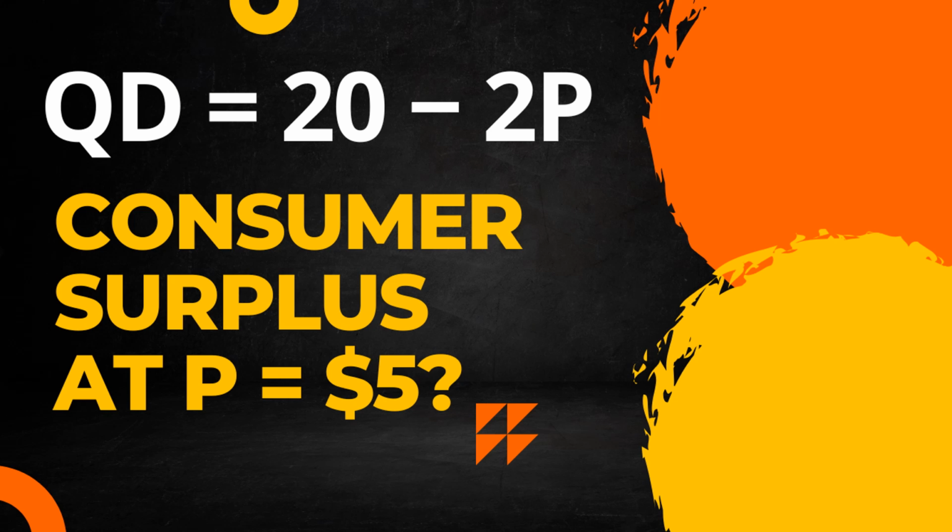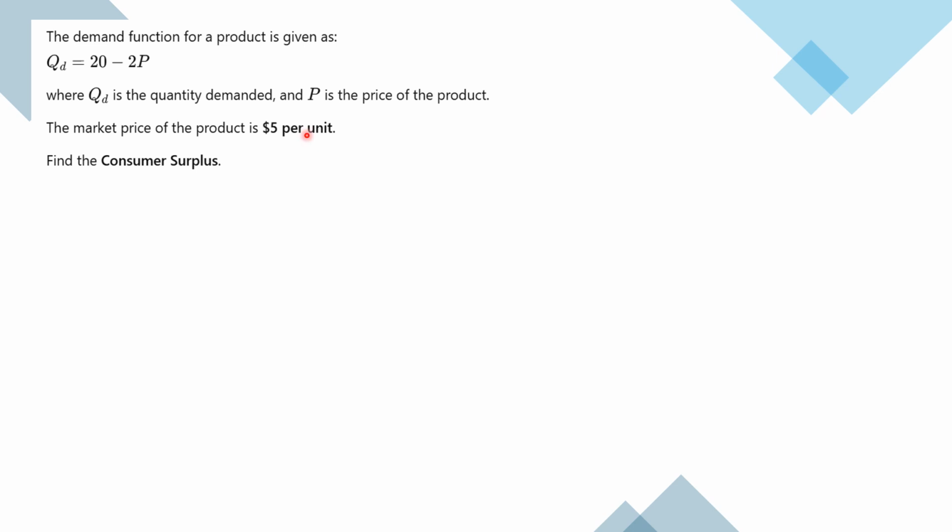So let's get started. This is our question. The demand function for the product is given as QD = 20 - 2P. QD is the quantity demanded, P is the price level. The market price of the product is 5. We have to calculate consumer surplus.